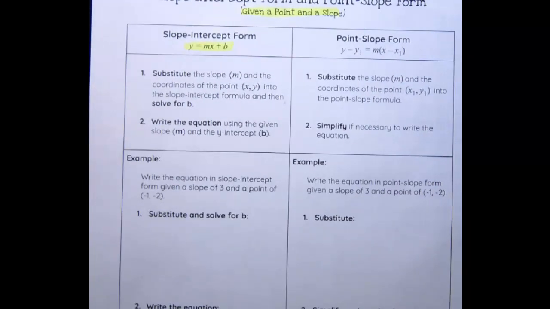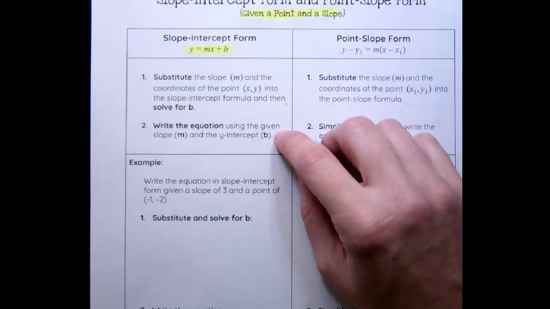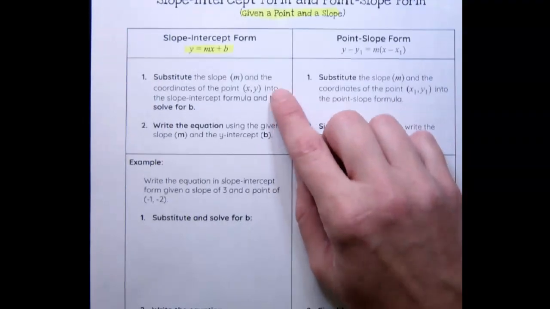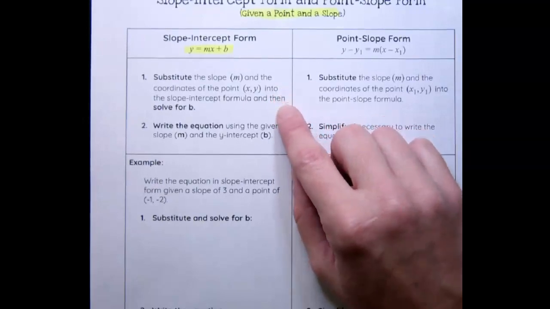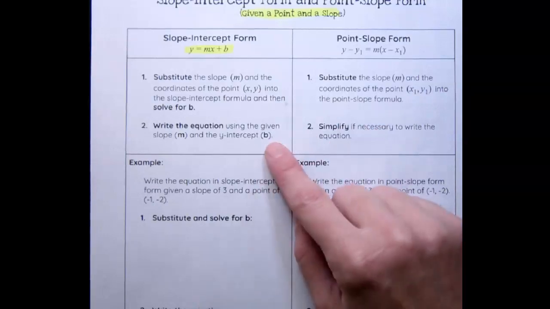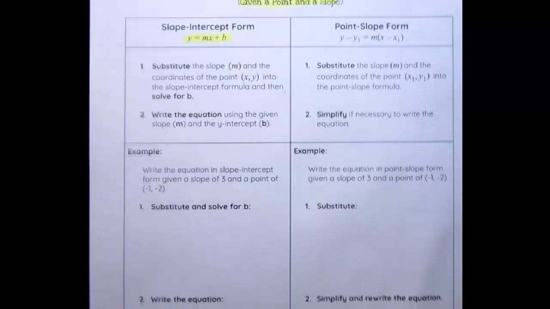In order to write an equation in slope-intercept form, if you're given a point and slope, you have two steps. The first step is to substitute the slope, m, and the coordinates of the point x, y into the slope-intercept formula and then solve for b. We're going to do that right here in just a second. Step 2 is to write the equation using the given slope and the y-intercept. All right, so let's get started on the example.